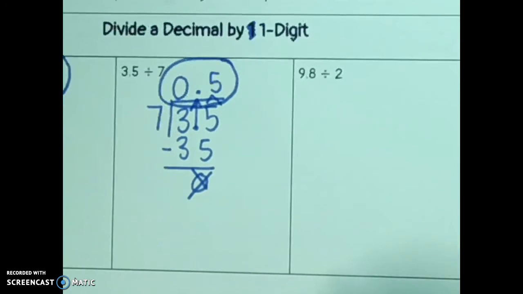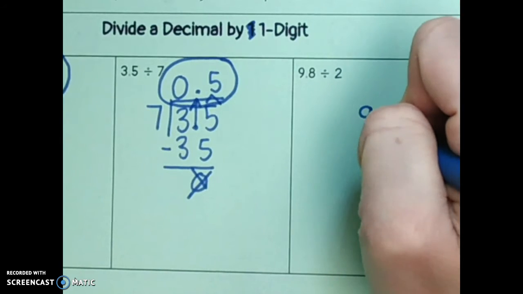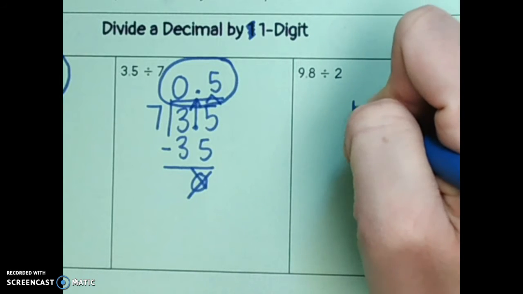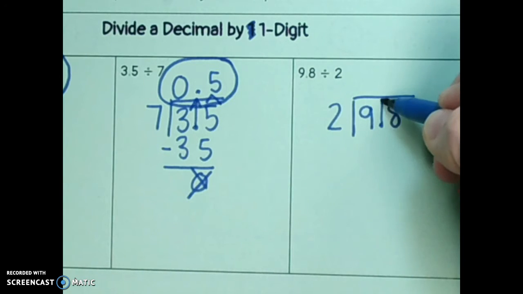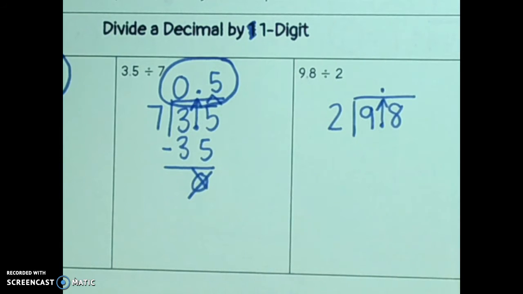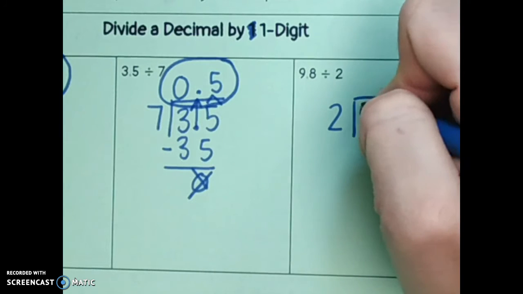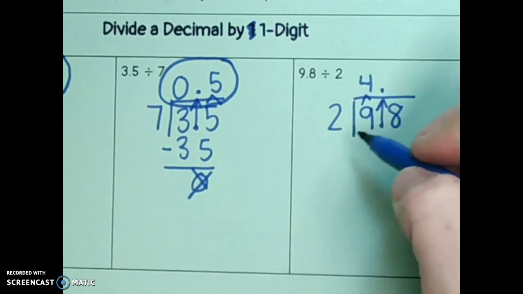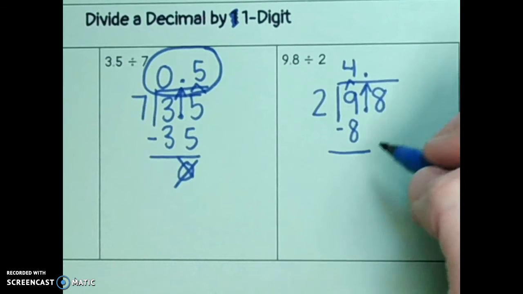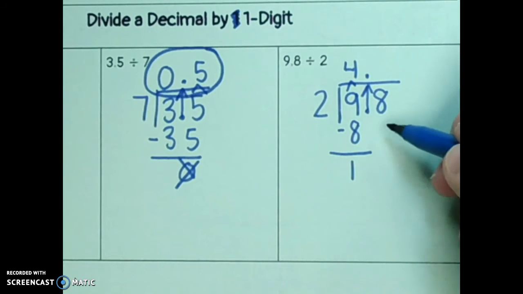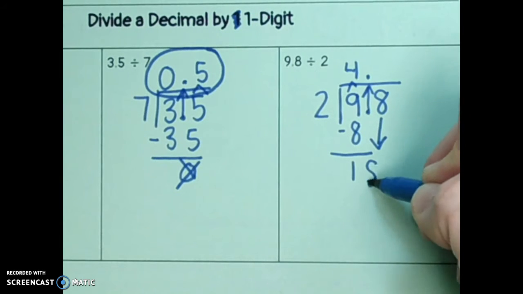And then our last one up at the top, we have a 9.8 divided by a 2. What should we do with the decimal? Move it up. And then you're going to see how many times 2 goes into 9. 4. 2 times 4 is? 8. 9 minus 8 is? 1. What should I do with this guy over here? Bring it down because 2 doesn't go into 1.